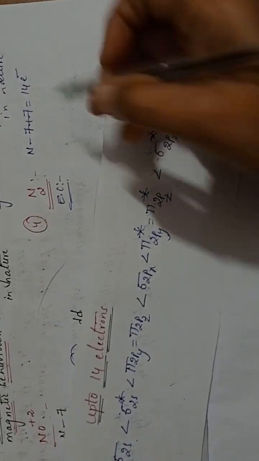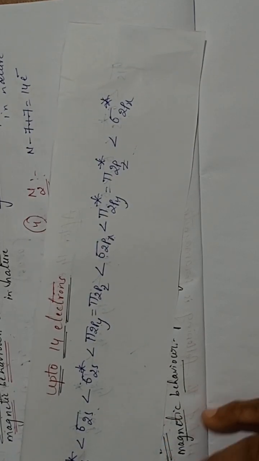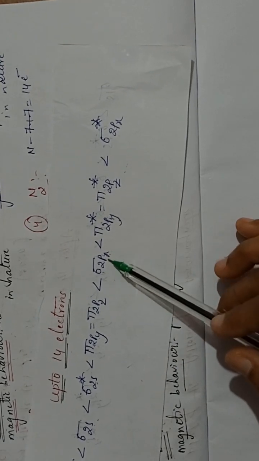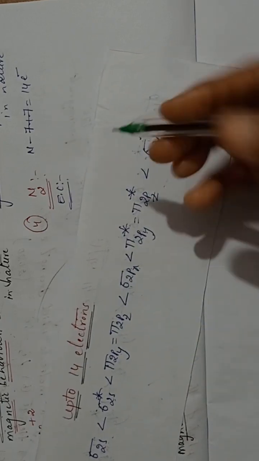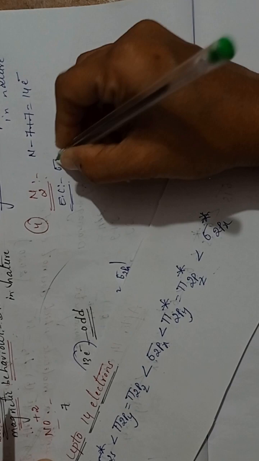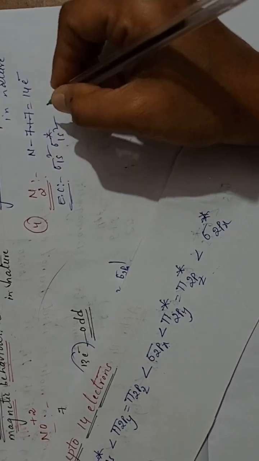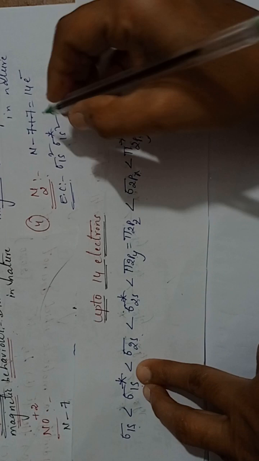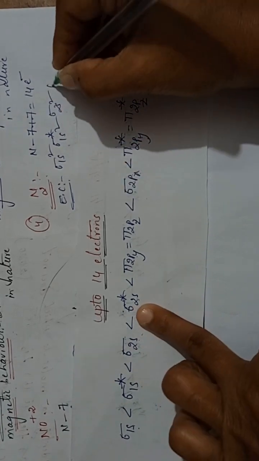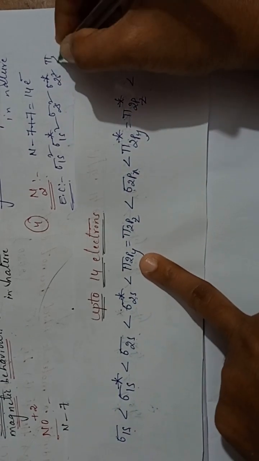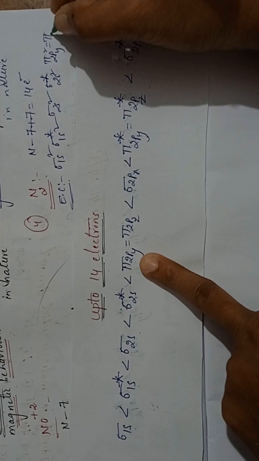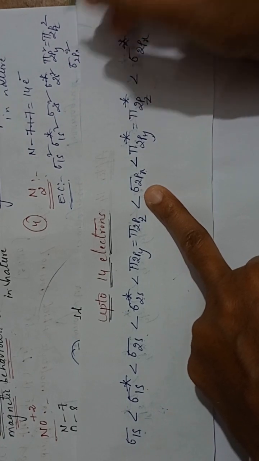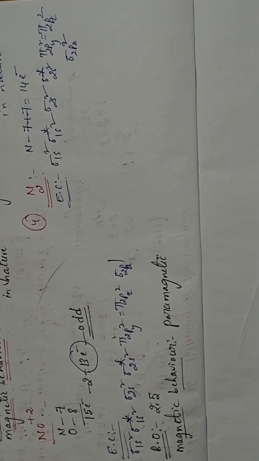Okay, so how to write electronic configuration? 14 electrons there means sigma 1s2, here 2, 4, 6, 8, 10, 12, 14. Are you clear? So till here you have to fill 2 electrons in each orbital. Now see here what you will get: sigma 1s2, sigma star 1s2, sigma 2s2, sigma star 2s2, next pi 2p y2, pi 2p z2, next one sigma 2p x2. So this is the electronic configuration.